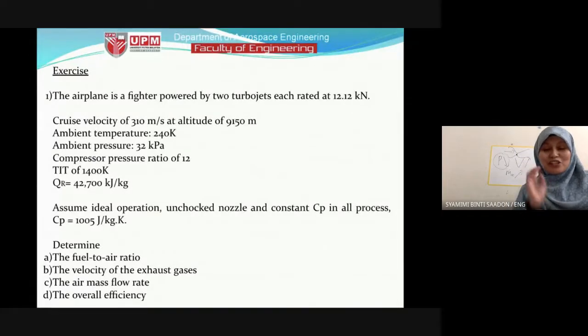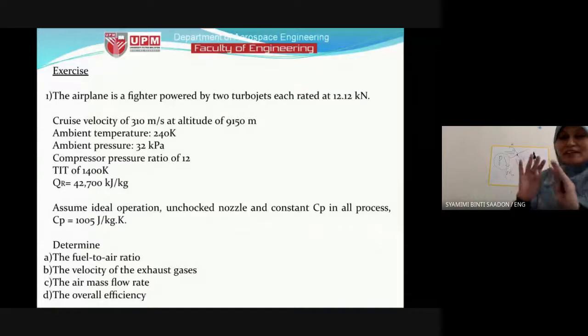Okay, choked nozzle, unchoked nozzle. So for this exercise, the nozzle is unchoked, meaning it's not limited. The flow hasn't achieved the critical point yet. When we say unchoked nozzle, if it's choked, then the airflow will not increase anymore, right? But if it's unchoked, the airflow can still flow.